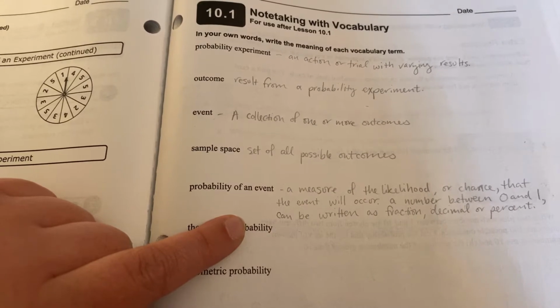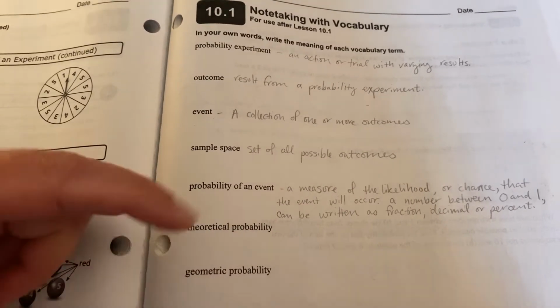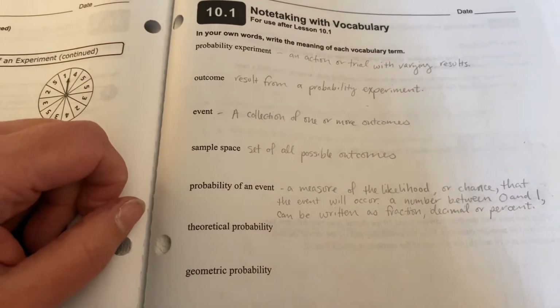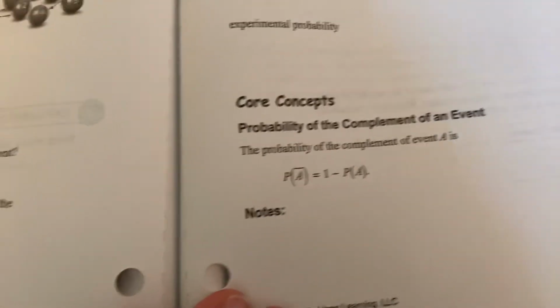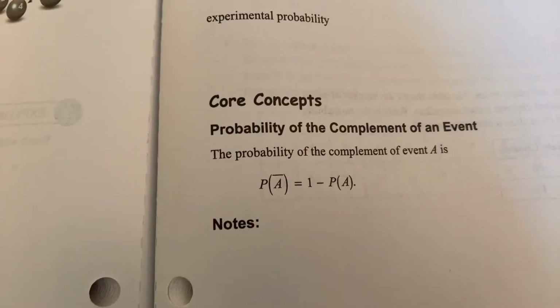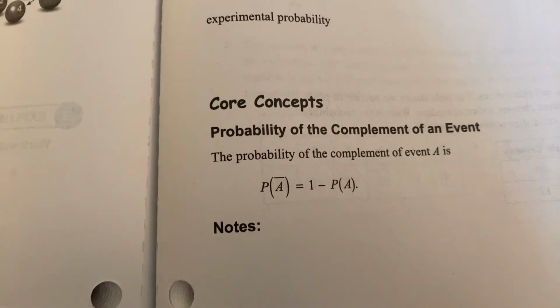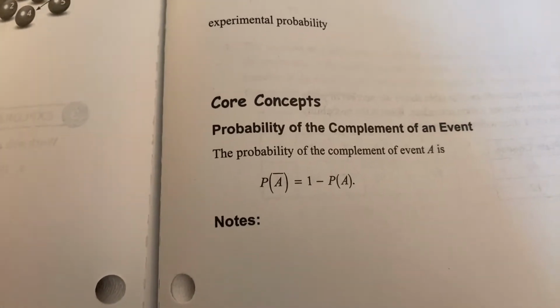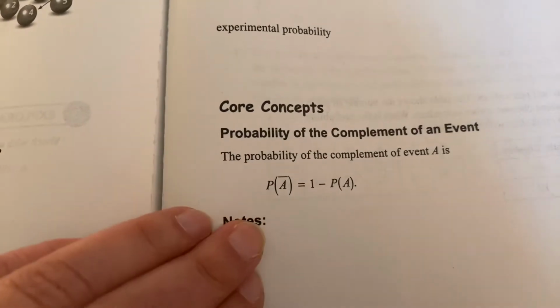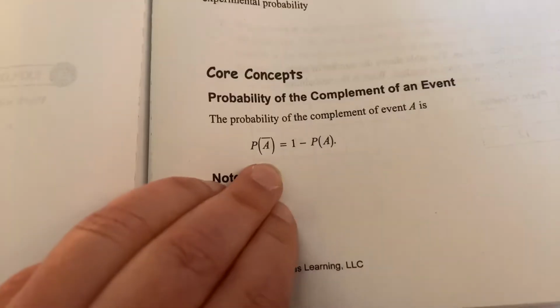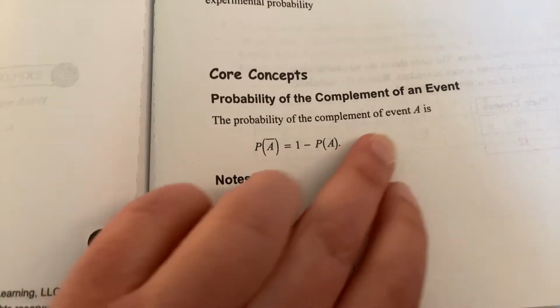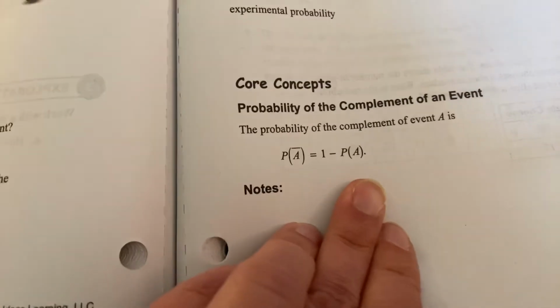It's always a number between 0 and 1, including 0 and 1, and it can be written as a fraction, a decimal, or a percent. For the purpose of time, we're going to skip some other words and we're going to dig into some practice problems. But the probability of a complement is 1 minus the probability of the event A, right?